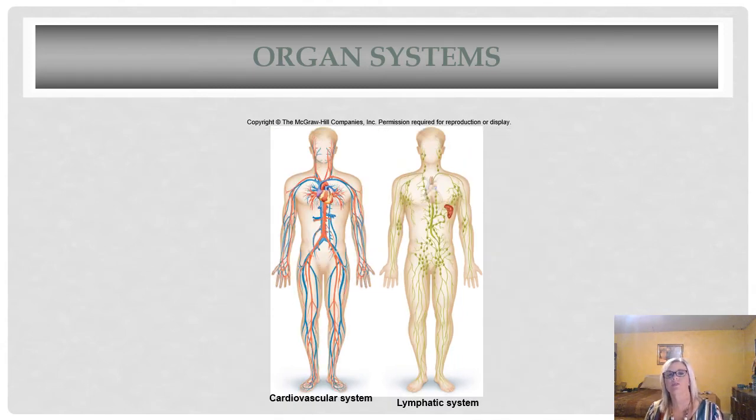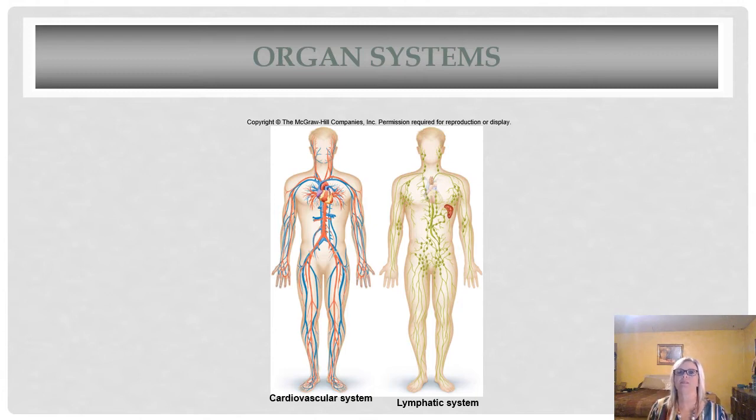Here we have the cardiovascular system first. You can see this in the red and blue. We've got the heart, arteries, capillaries, veins, and blood. The function is to transport nutrients and gases, as well as hormones and waste products.